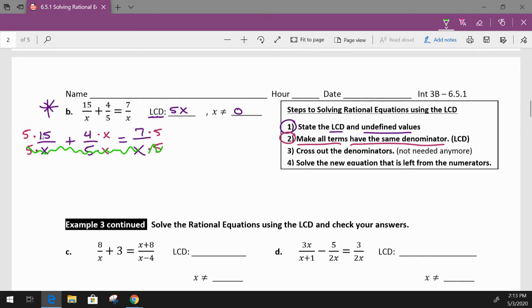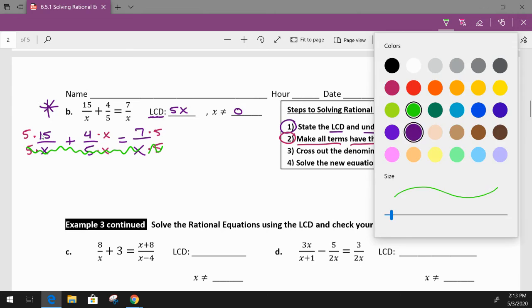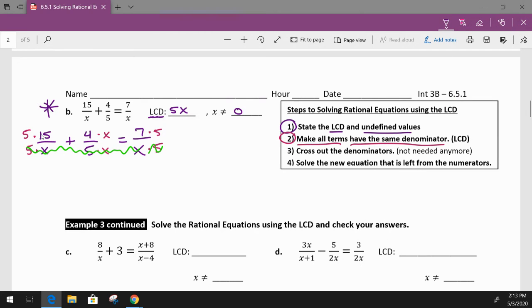5 times 15 is 75. 4 times x is 4x. And then 7 times 5 is 35. So now we have a simple equation here. It's a linear equation again. So subtract your 75 from both sides, and we will get 4x equals negative 40. Divide by 4, and x equals negative 10 is what we get for our solution.